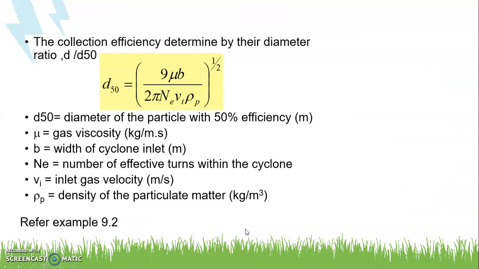This is the formula that is used for centrifugal collectors. You can determine D50, the diameter of the particle with 50% efficiency. Mu is the gas viscosity, B is the width of the cyclone inlet, and Ne is the number of effective turns within the cyclone, because it's rotating. Vi is the inlet gas velocity, and rho p is the density of the particulate matter.